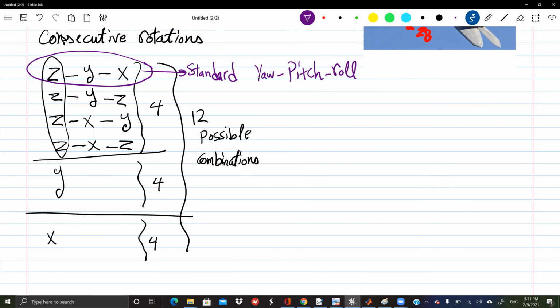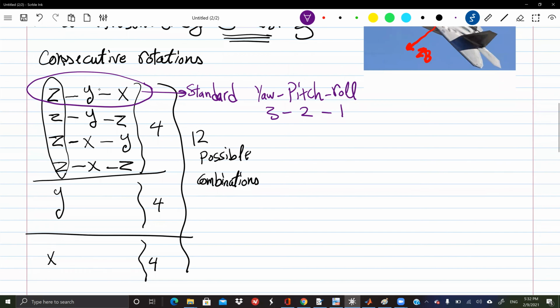Okay, so this is its standard name: yaw, pitch, roll, or ZYX, or sometimes 3, 2, 1. Why? Because usually the numbering of the axes is XYZ, 1, 2, 3, right? Here we start rotation about the third axis, then the second axis, then the first axis. So for example, the second combination we call the 3, 2, 3 sequence, and so on.